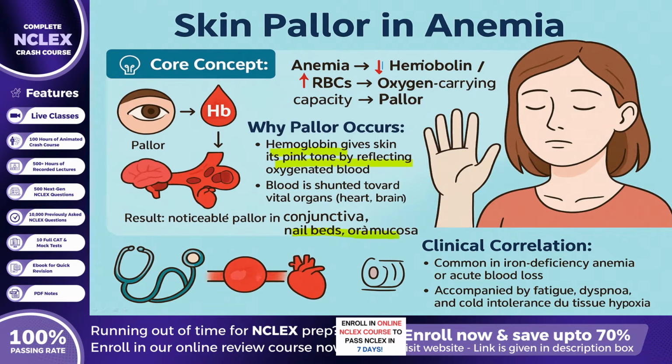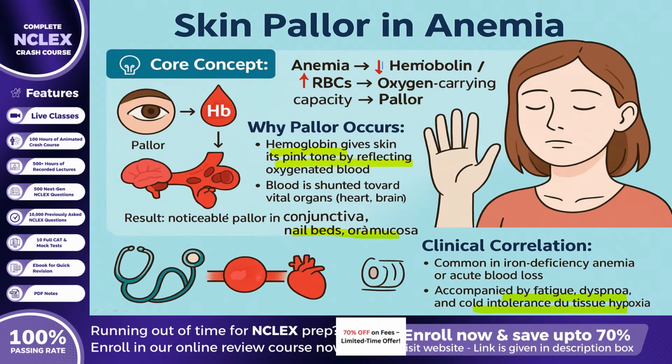Additionally, compensatory vasoconstriction redirects the remaining oxygenated blood toward vital organs like the heart and brain, further contributing to the visible pallor. In clients with iron-deficiency anemia or acute blood loss, this pallor becomes even more evident due to microcytic and hypochromic red blood cells that cannot efficiently deliver oxygen. The nurse should correlate pallor with accompanying symptoms such as fatigue, exertional dyspnea, or cold intolerance, all of which are classic indicators of tissue hypoxia. Evaluating pallor provides an early visual cue that should prompt laboratory assessments, including hemoglobin, hematocrit, and mean corpuscular volume, to confirm the diagnosis and determine severity.